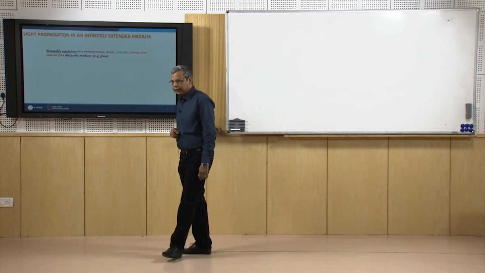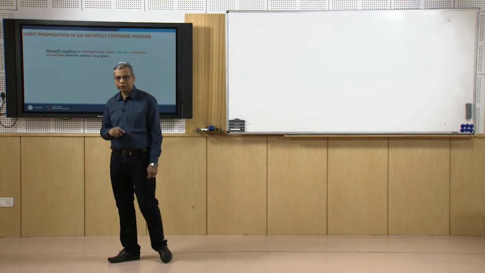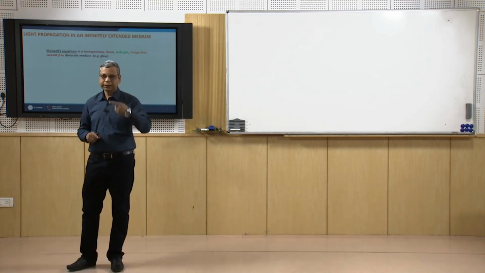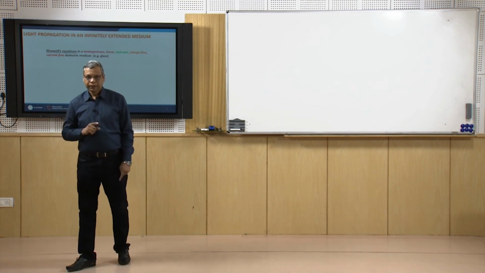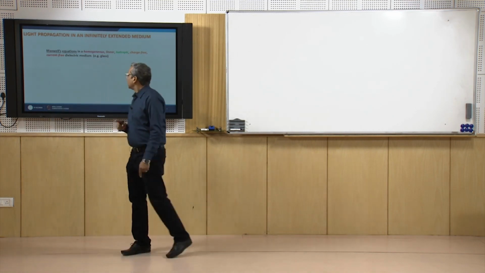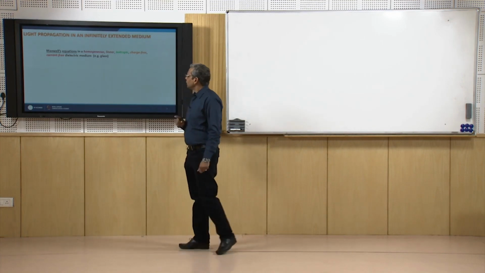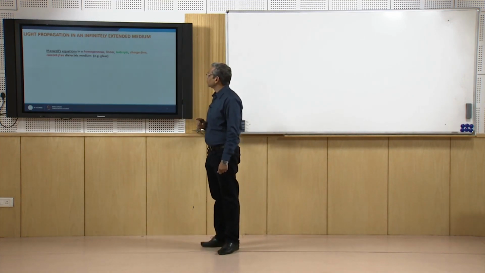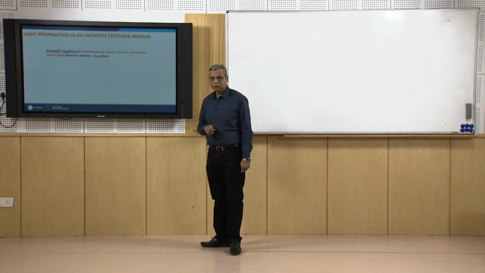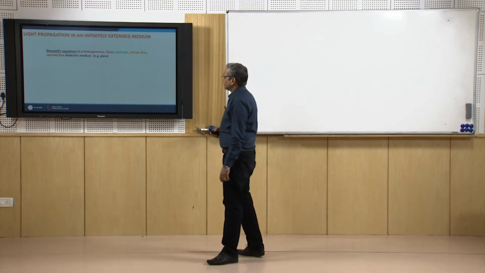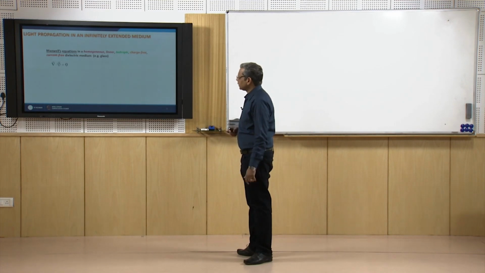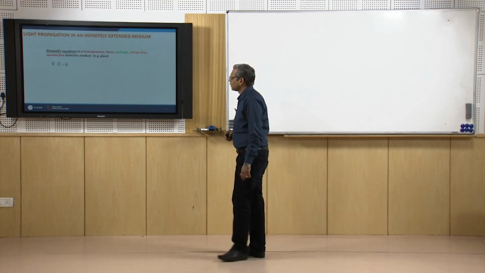Isotropic means that if I have two independent orthogonal polarizations, for example this and this, then these polarizations see the same refractive index of the medium. And since it is a dielectric medium, there are no free charges and no free currents. So, let me write down the Maxwell's equations, which is the starting point for us.